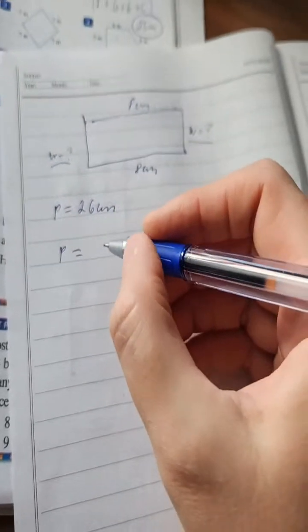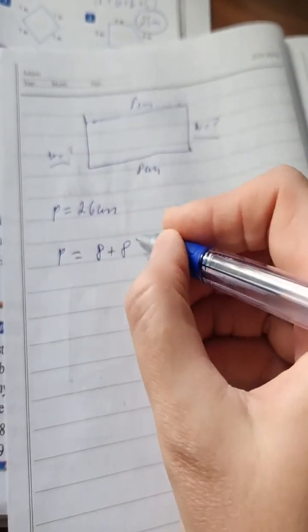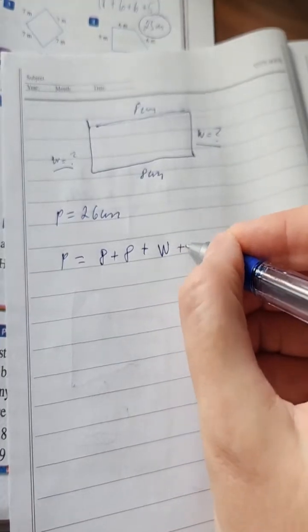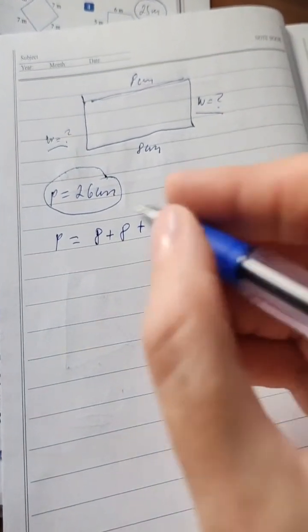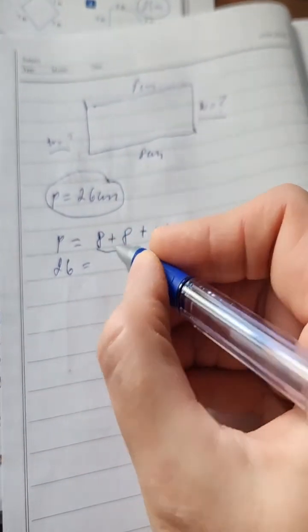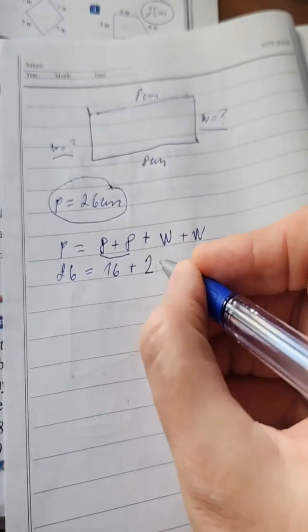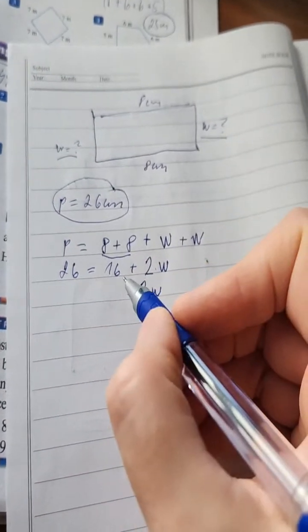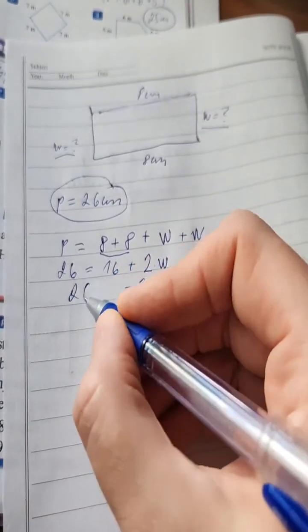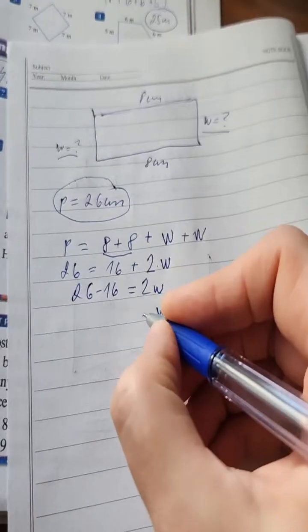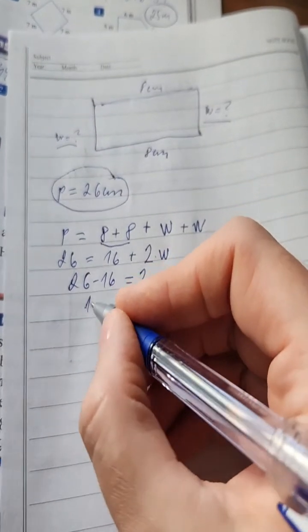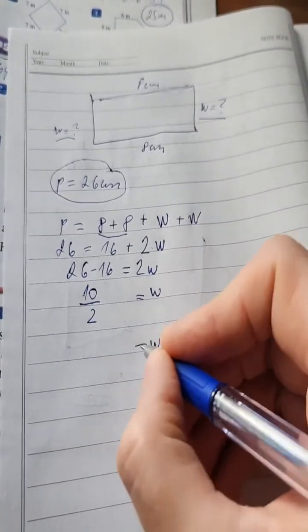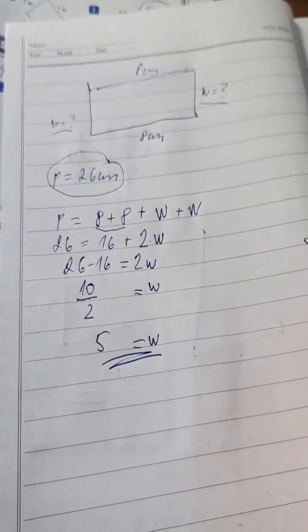Okay, so how will it be? Perimeter is 8 plus 8 plus width plus width. Okay, so I know that the perimeter is 26. It means 26 will be 8 plus 8, 16, plus 2 times width. This 2 times width I can write as 26 minus 16. 26 minus 16 is 10, divided by 2. And that is 5.